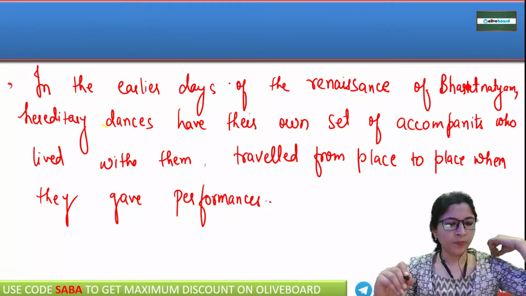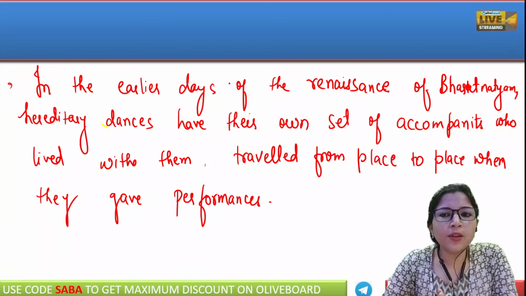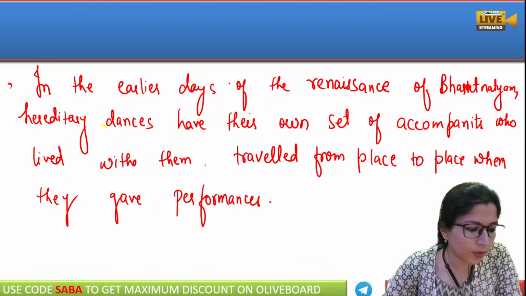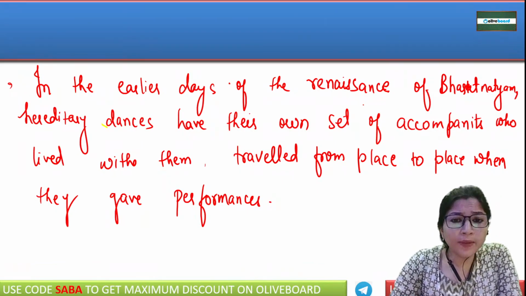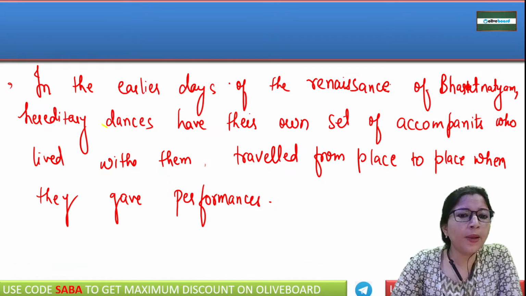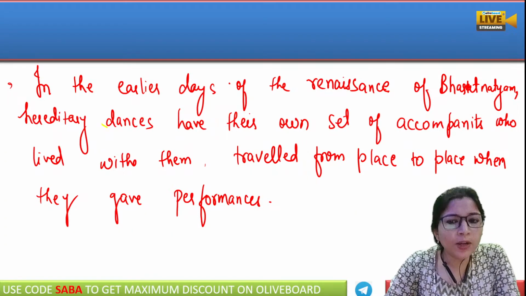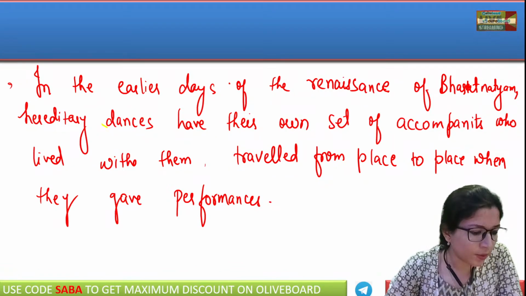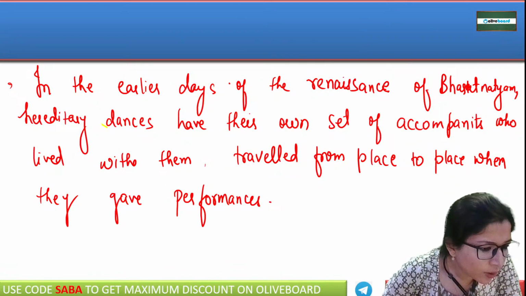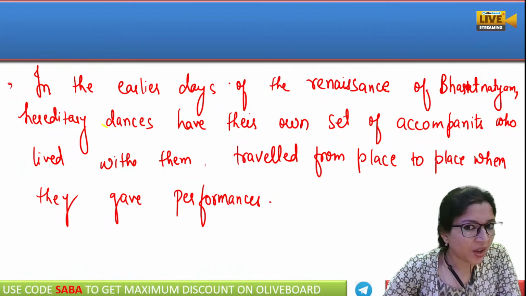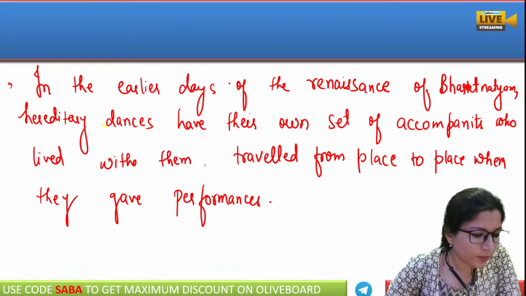In the earlier days of the Renaissance of Bharatanatyam, Renaissance basically we call revival. Renaissance we call revival, okay? So Renaissance of the Bharatanatyam, hereditary dancers have their own set of accompanists who lived with them, traveled from place to place when they gave performances. What is wrong? Renaissance is not innocent. Renaissance is what, it is revival, gradual revival.